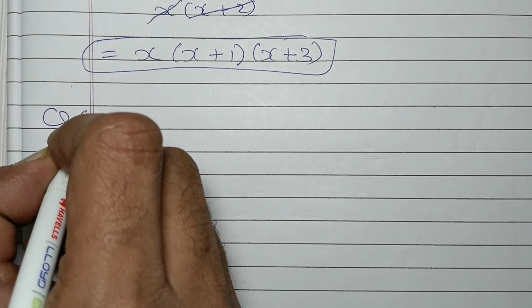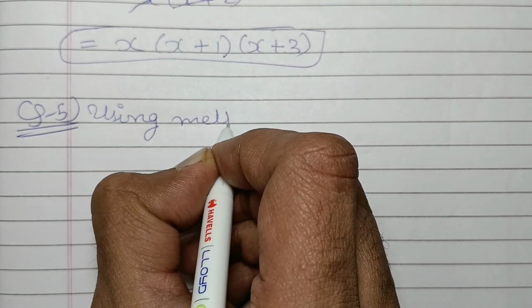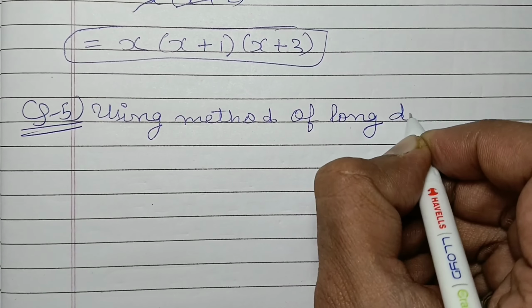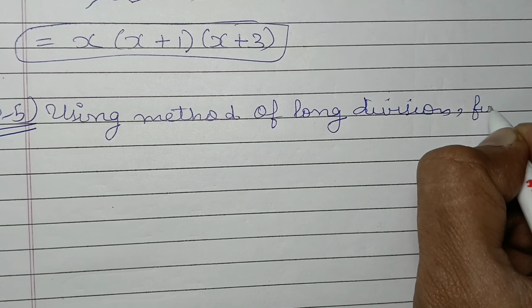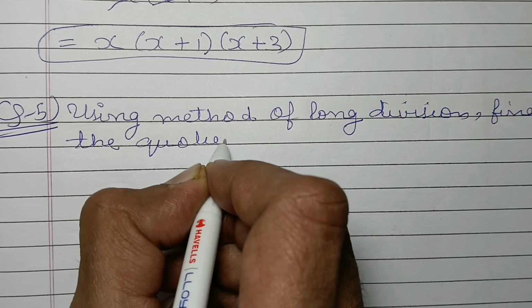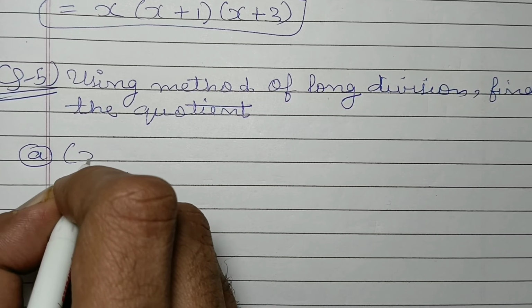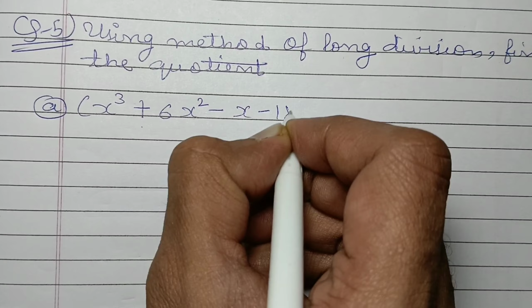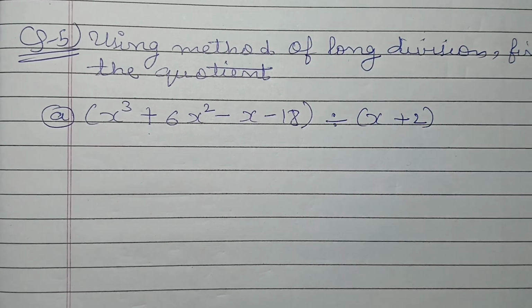Now I will solve question number 5. Using the method of long division, we have to find the quotient. Let's solve the first question, which is x cube plus 6x square minus x minus 18. We have to divide this by x plus 2.